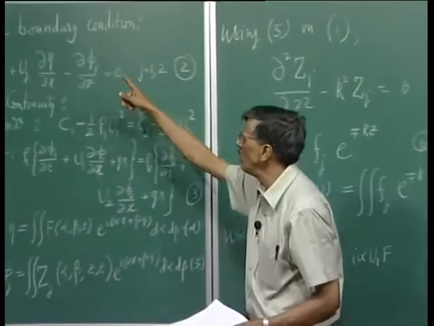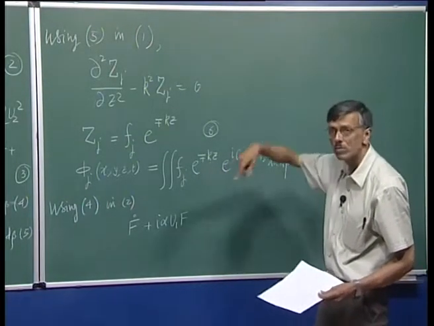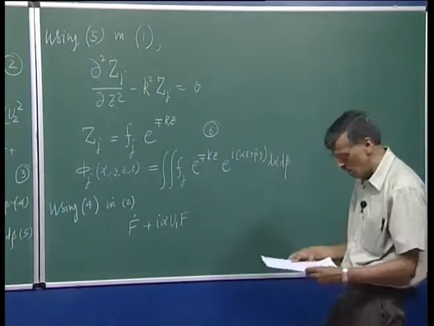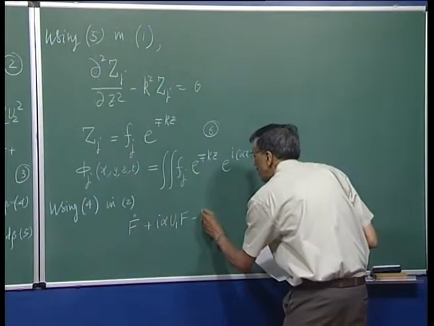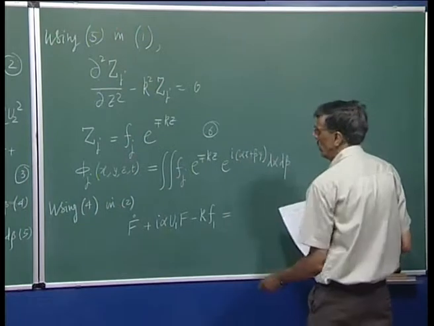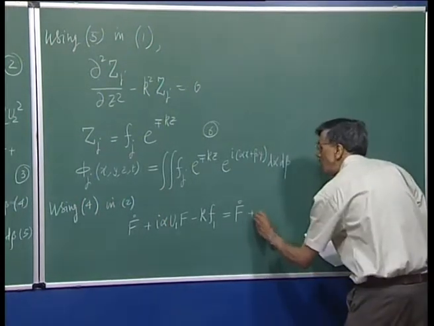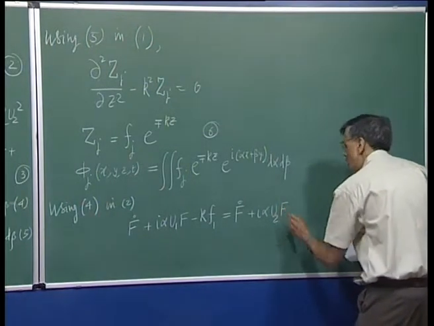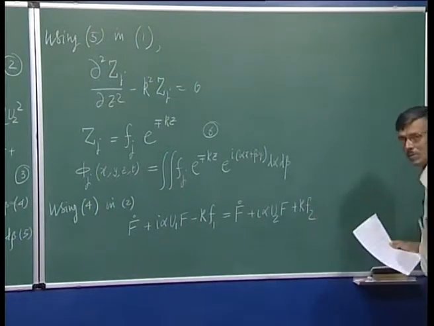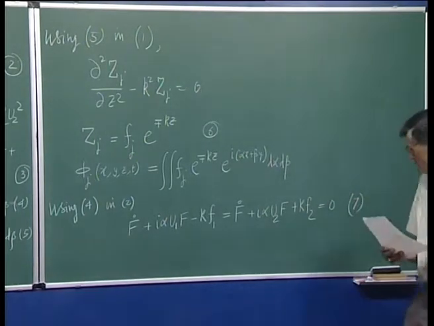And what about del phi j del z? That we can differentiate here, and for phi 2 I will get minus k, and for phi 1 I will get plus k times this f j. So, that is what we are going to get. So, this will be minus k f 1, right. And for side 2, that is going to be f dot plus i alpha u 2 f, and now what we are going to get? This is going to give us minus k. So, this becomes equal to k f 2, and both of these invariably are going to be equal to 0. That is what condition 2 tells us.